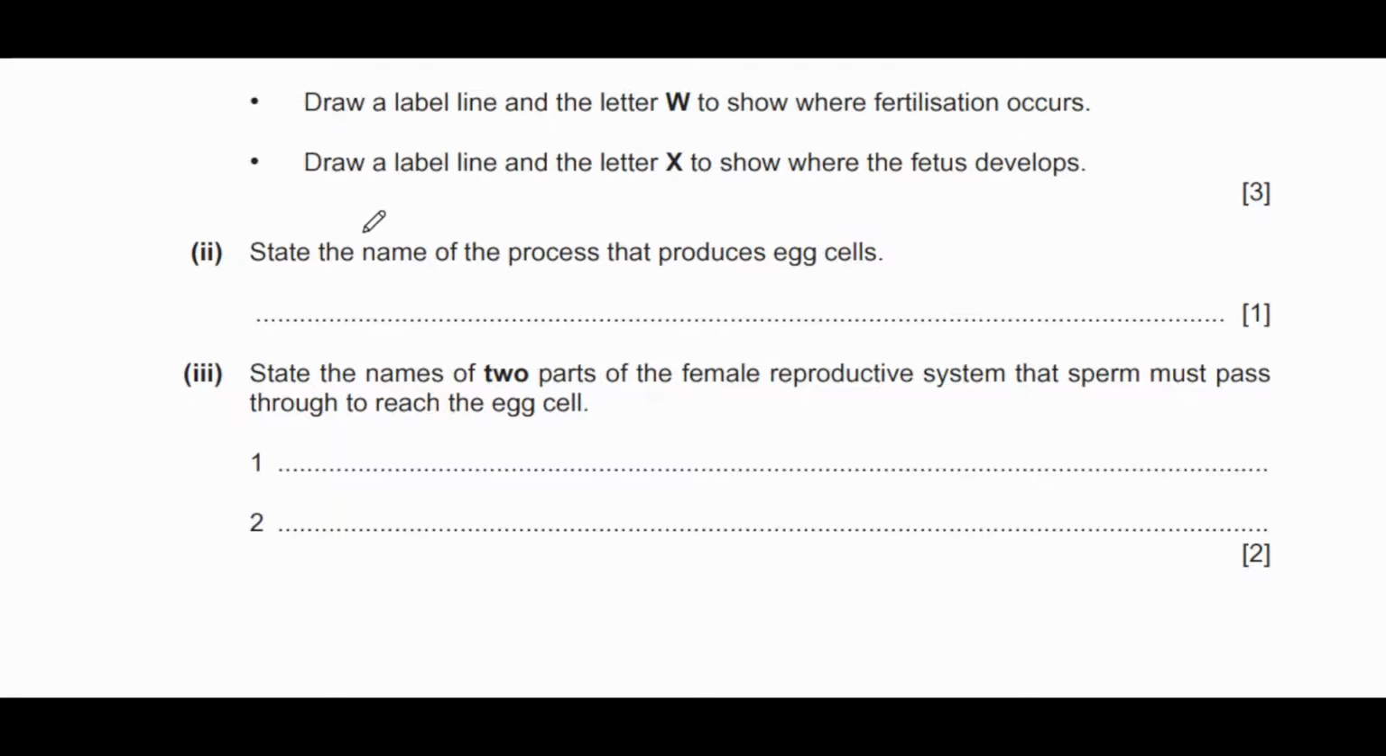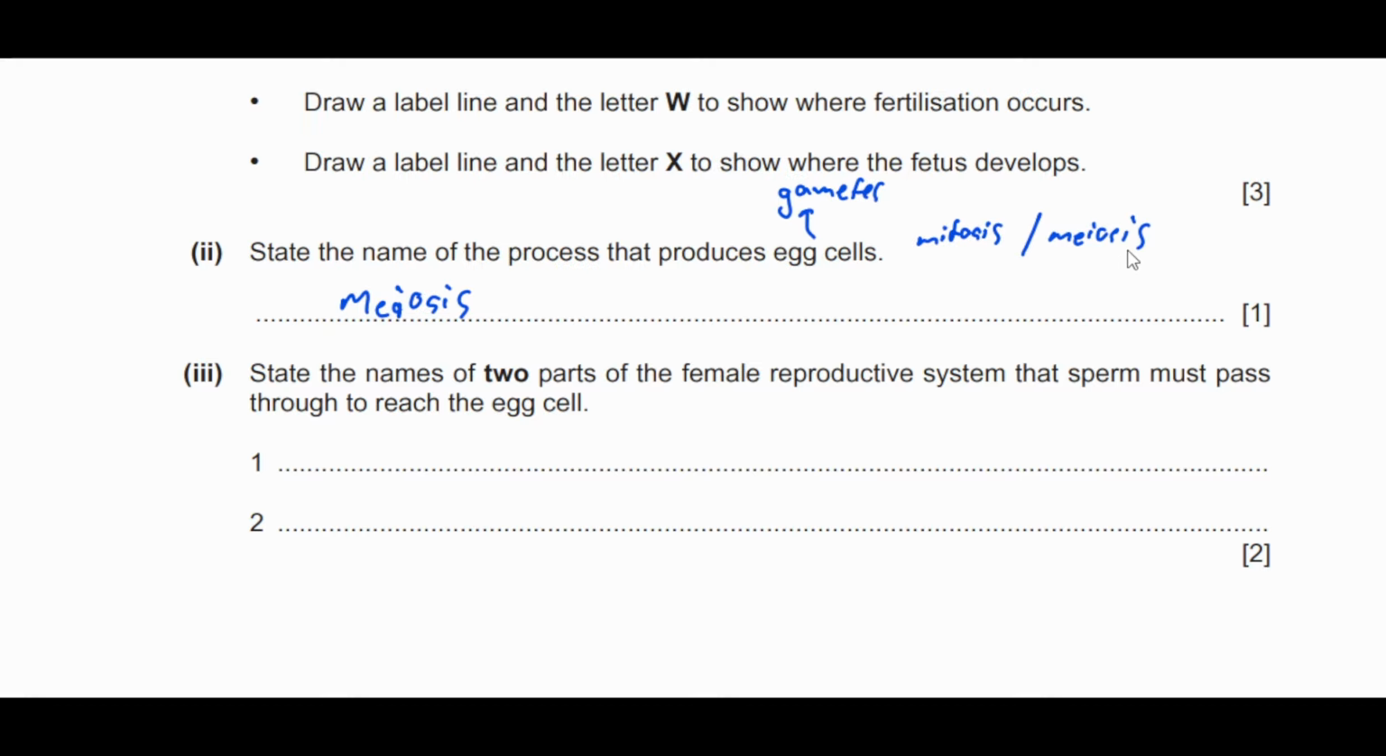Part 2. State the name of the process that produces egg cells. So what is this process? It's very simple. It can be only 2 things, right? It's either mitosis or meiosis. Since egg cells are gametes, right? Egg cells are gametes, it has to be produced by meiosis. Meiosis because they need to have half their chromosome number.